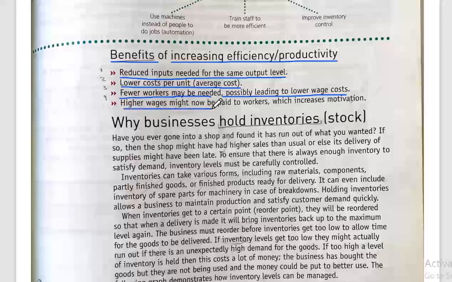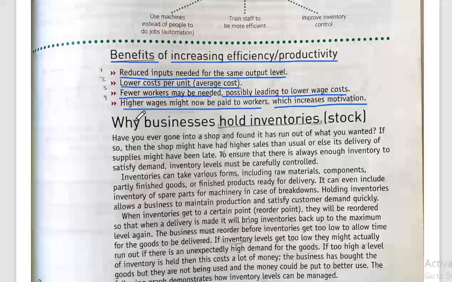Higher wages might now be paid to workers, which increases motivation. So also, in order to increase motivation, if I want to motivate the workers financially, I will definitely give them higher wages in order for them to be motivated, therefore more output.